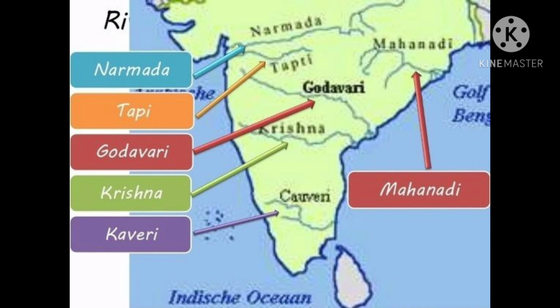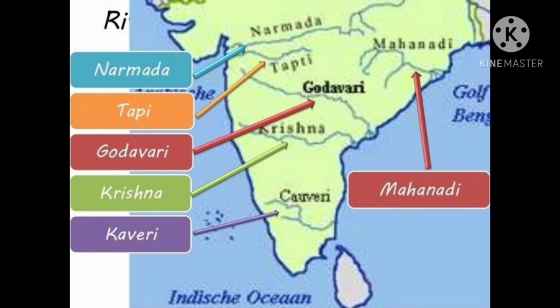Below Tapti and Narmada you can see Godavari River on the map. It is flowing from west to east. Now Krishna River you can see below the Godavari River. It is also flowing from west to east and joins Bay of Bengal.